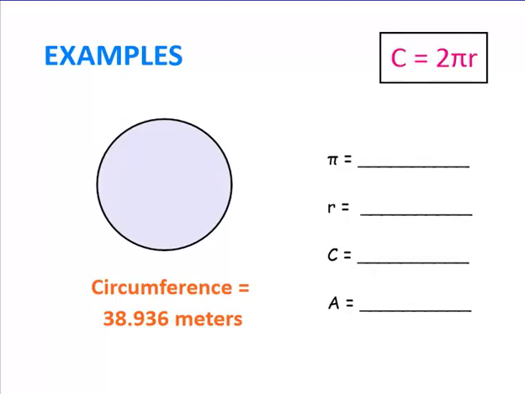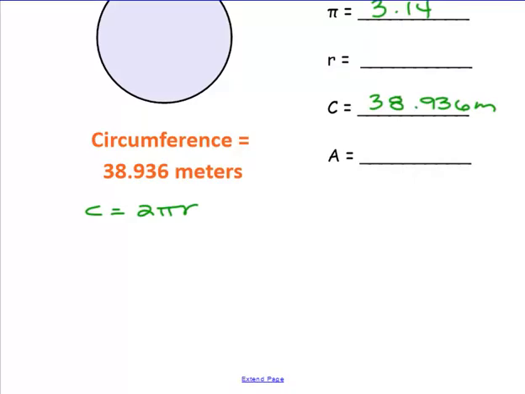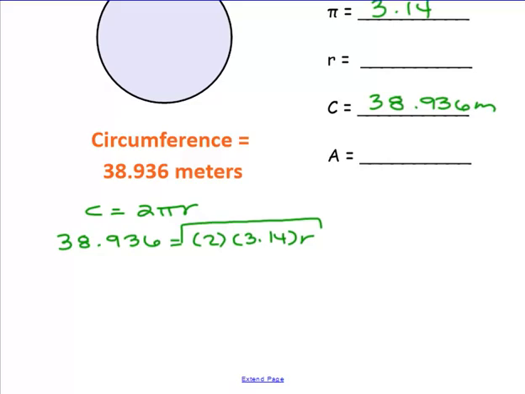All right, let's do another one here. So pi is 3.14. We don't know our radius, but we do know our circumference, 38.936 meters. So we're going to put it into the circumference formula and work backwards. So circumference equals 2 pi r. So we know that the circumference is 38.936 equals 2 times 3.14 times r. We're going to simplify this side here.